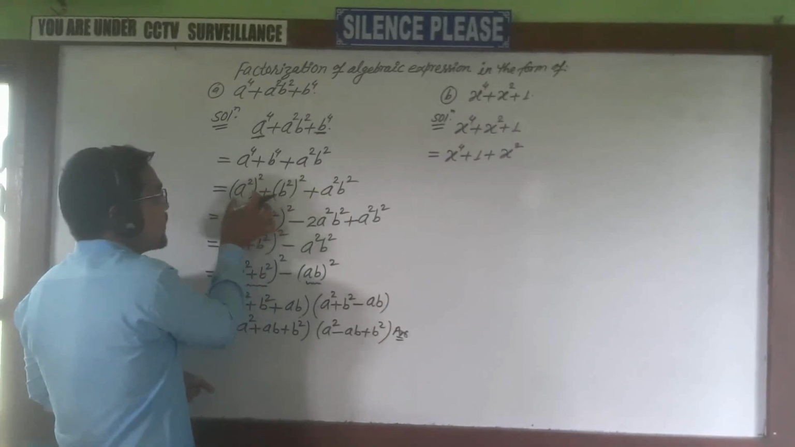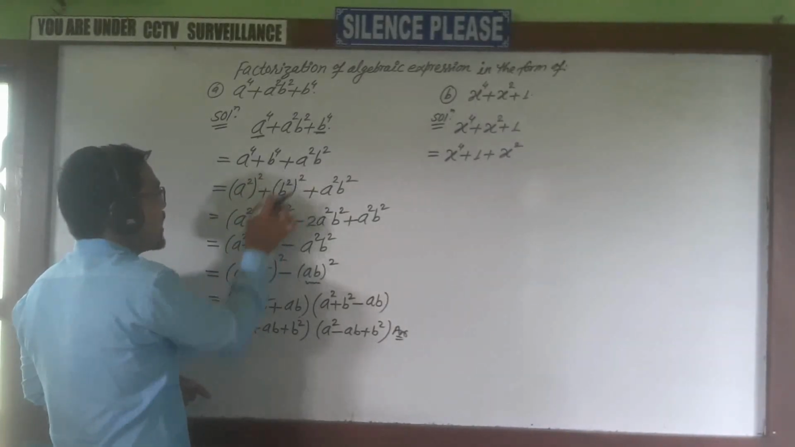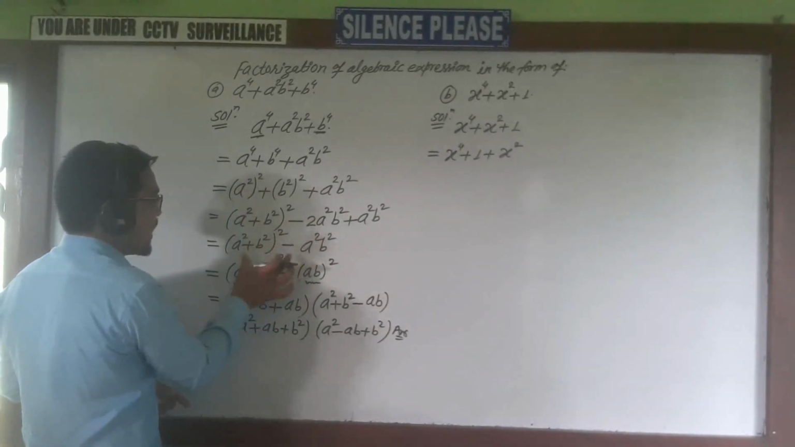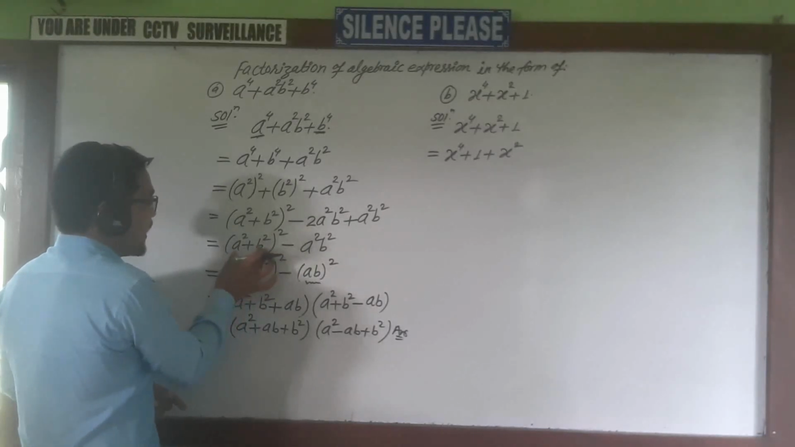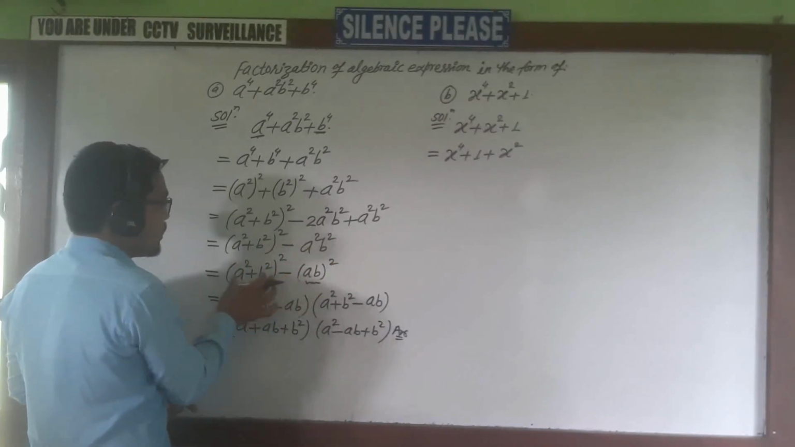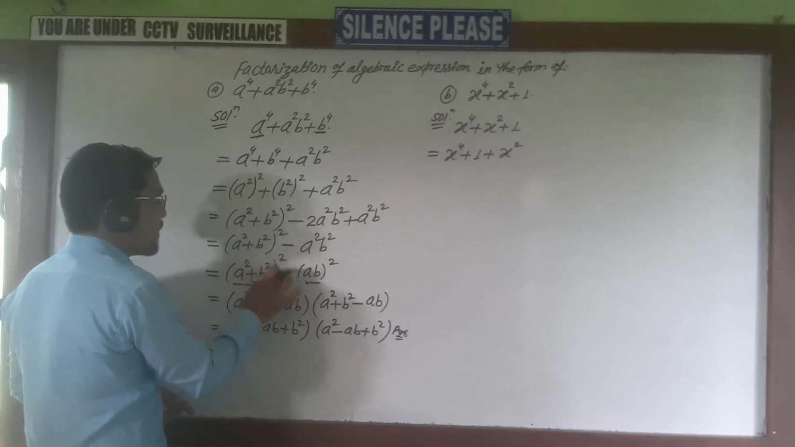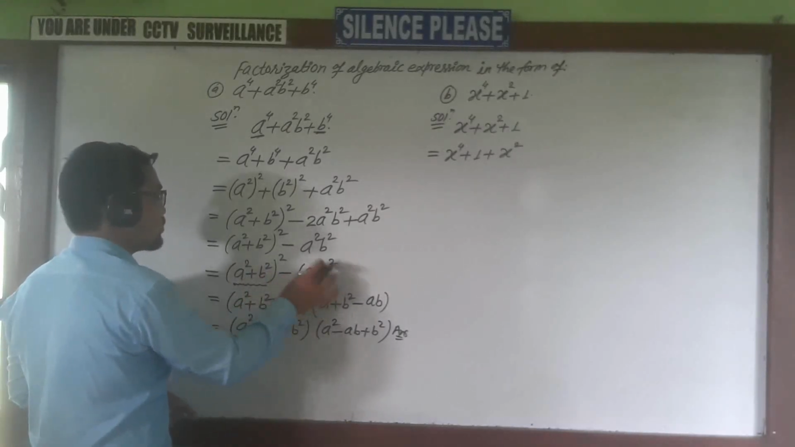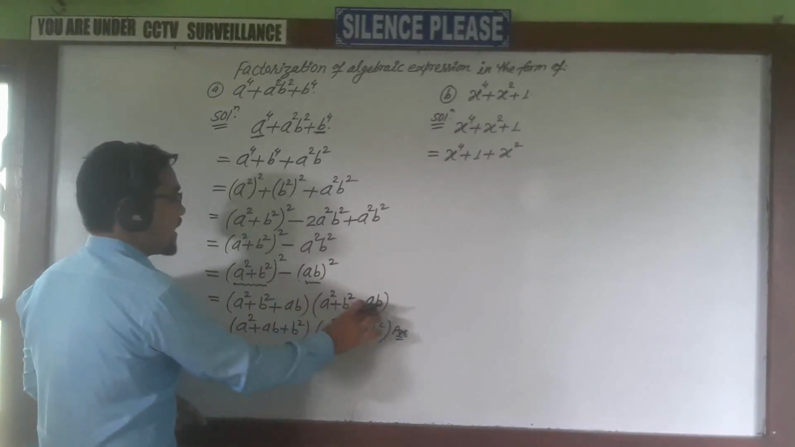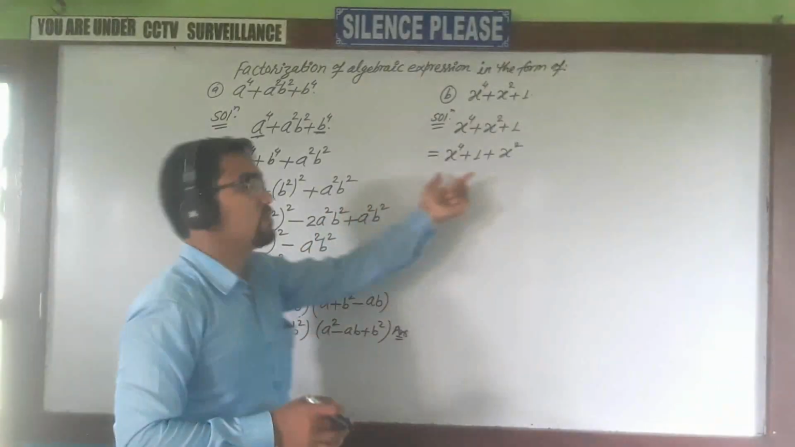Then accordingly, first of all we apply the a square plus b square formula. Then after simplifying, we get this much. Then we apply the a square minus b square formula. Finally we have to apply the formula of a square minus b square, which is equal to a plus b times a minus b. The same way we can solve this problem.